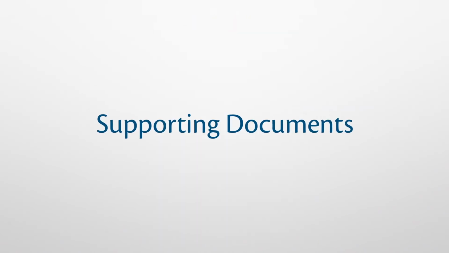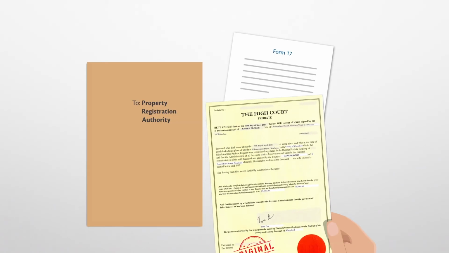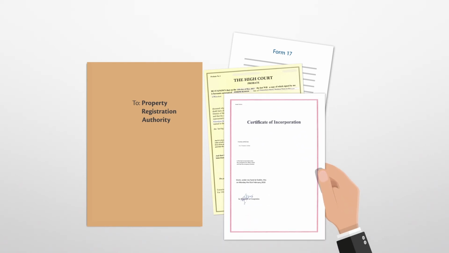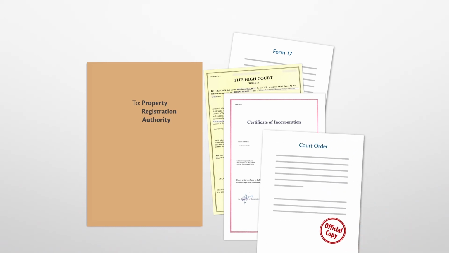Have you lodged all other relevant documents? Typical examples include the original grant of probate or letters of administration, evidence of incorporation if one or more parties to the deed is a company, and a certified court order where transfer is relying on same.